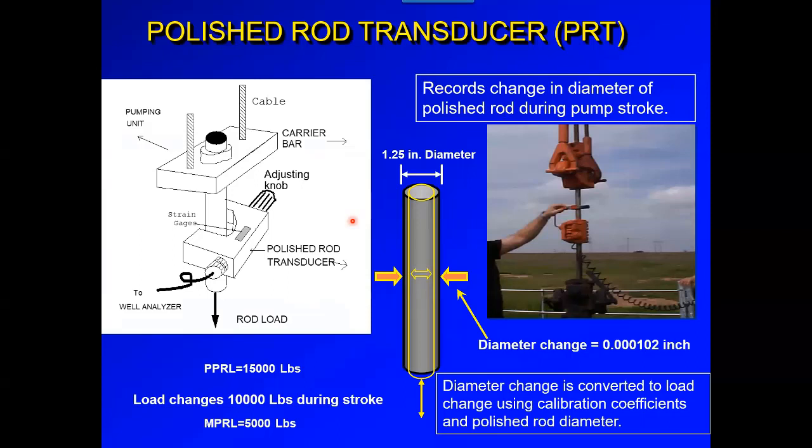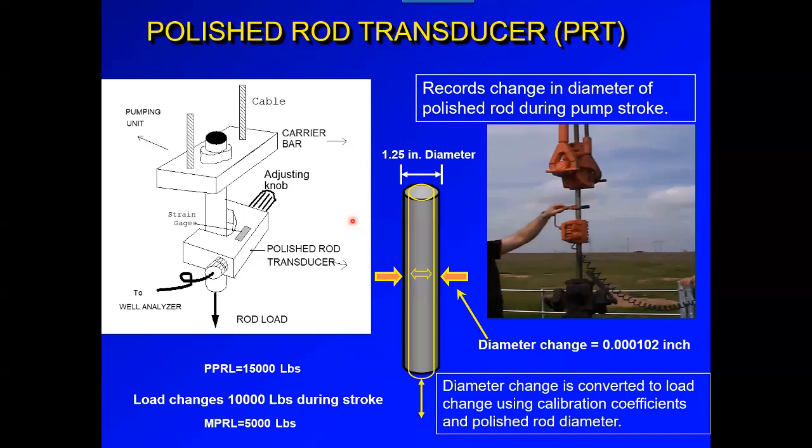Now, the next sensor that we're going to talk about is what's called the polish rod transducer, or commonly referred to as PRT, or in the wireless version, WPRT. And what does this sensor do? Well, as you can see from the image, it measures the changing diameter of the polish rod. Okay, so it records the change of the diameter of the polish rod during the pump stroke. As you can imagine, this is a very, very subtle change that's ultimately measured by very tiny semiconductor strain gauges inside the sensor itself.